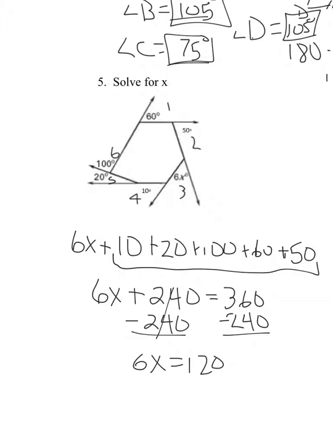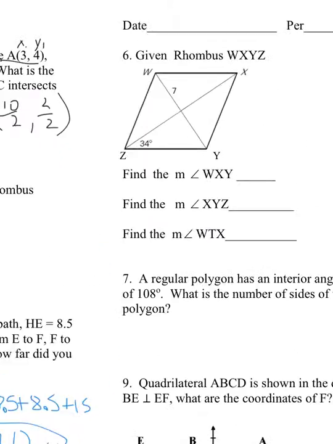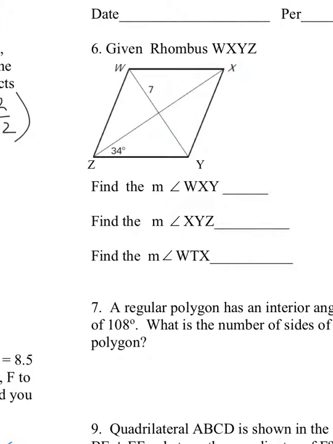Six x equals 120. Divide by 6. X equals 20. Okay, pretty simple there. It's solving the algebra. Go up to number 6.